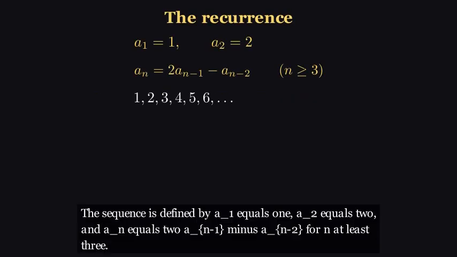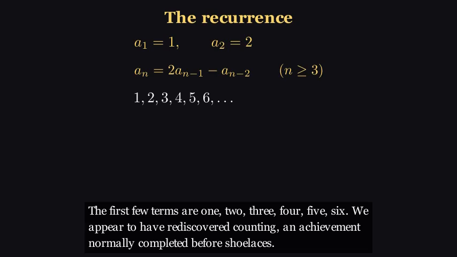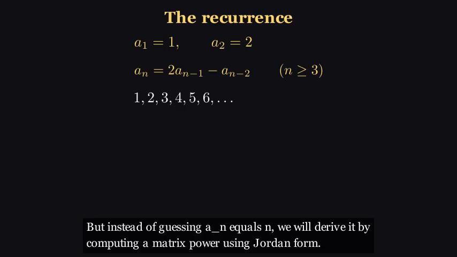The sequence is defined by a_1 equals 1, a_2 equals 2, and a_n equals 2a_{n-1} minus a_{n-2} for n at least 3. The first few terms are 1, 2, 3, 4, 5, 6. We appear to have rediscovered counting, an achievement normally completed before shoelaces. But instead of guessing a_n equals n, we will derive it by computing a matrix power using Jordan form.